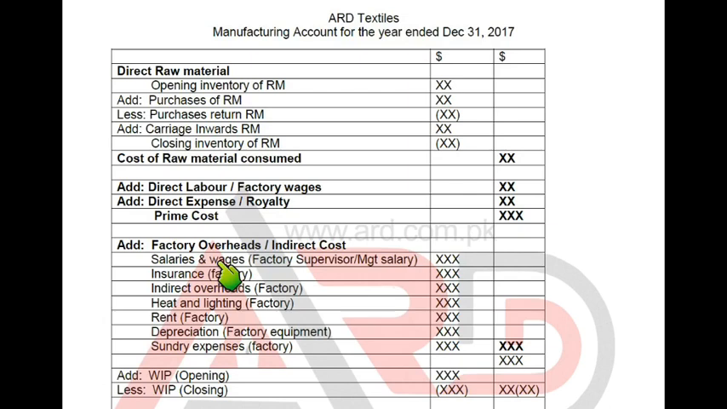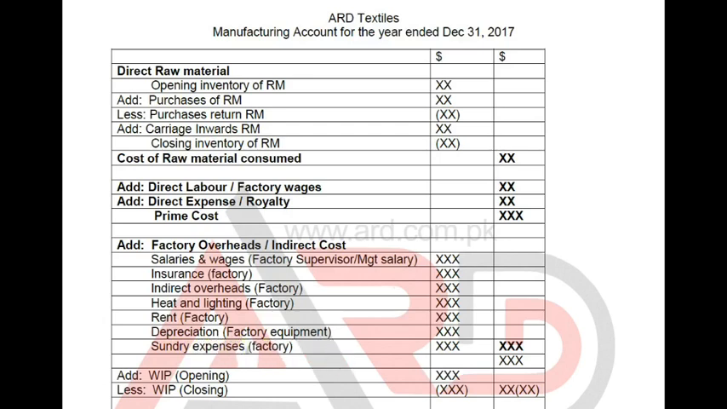Salary and wages, but the salary and wages should be of supervisor or management, because the salary and wages of factory workers will come in direct labor. If the supervisor is there, because the supervisor's cost cannot be traced, supervisor or watchman or security guard or manager will be coming in overhead. Then insurance if it's relating to factory. Then indirect overhead, maybe with the name of indirect overhead. Then heat and light, again if it is relating to factory. Rent if it's relating to factory or manufacturing. Depreciation only which is charged on factory equipment.